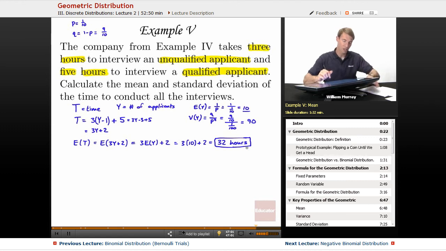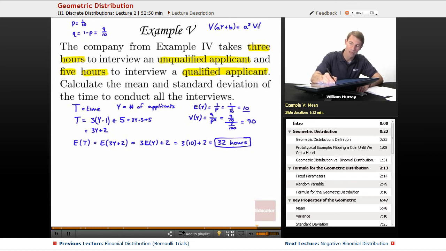The variance is more complicated, and I want to remind you of an old rule of probability. The variance of, have I used A and B? No, I haven't used A and B. The variance of aY plus b is equal to a squared times the variance of y. There's no b in the answer. So that's an old rule of probability that's very, very useful, and we're going to invoke it right here.